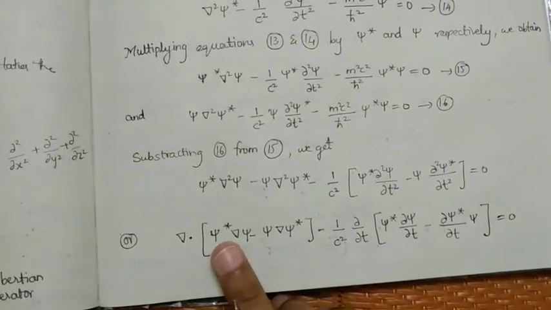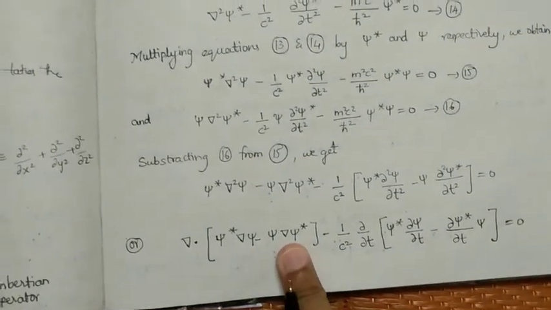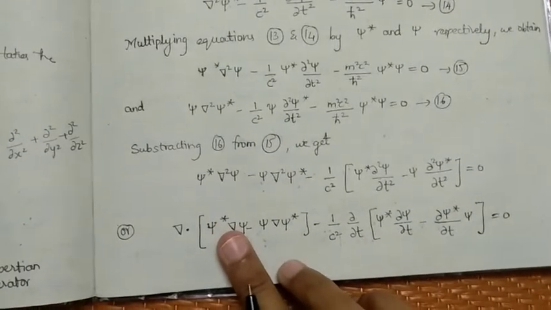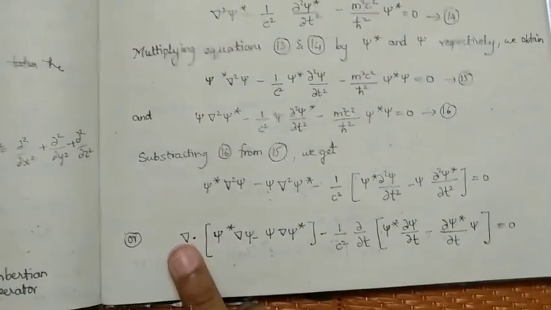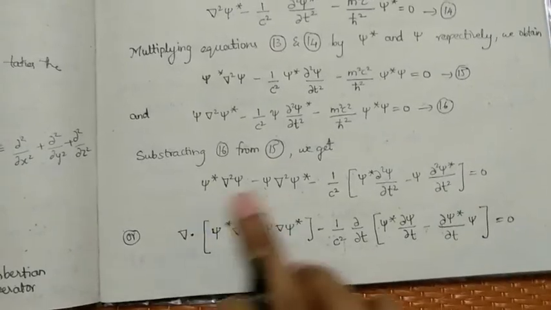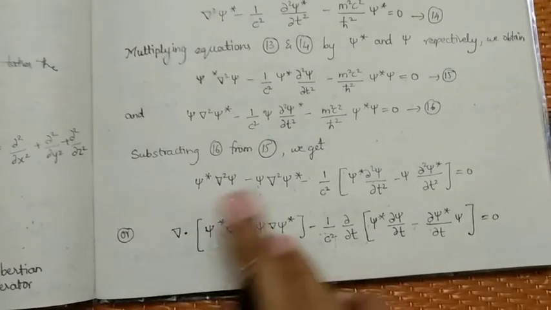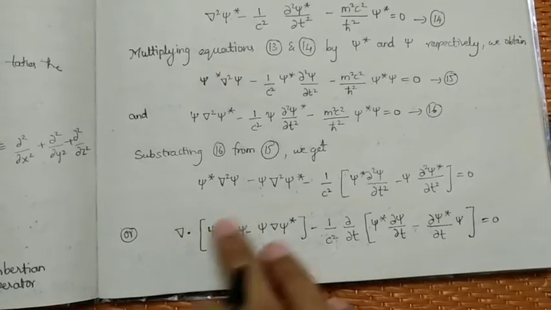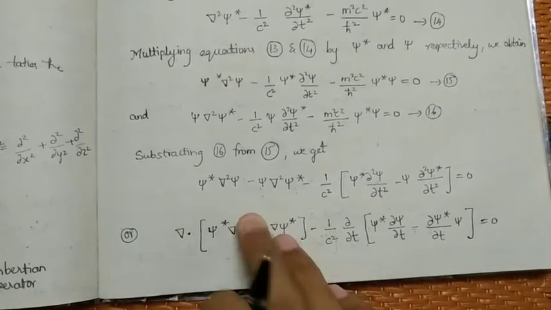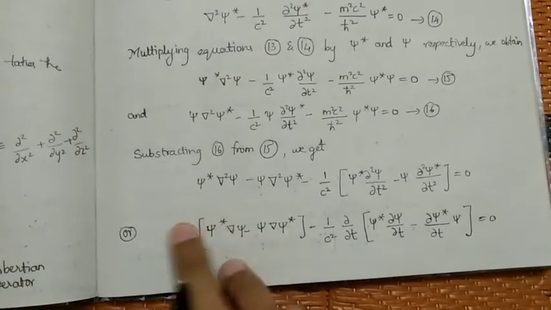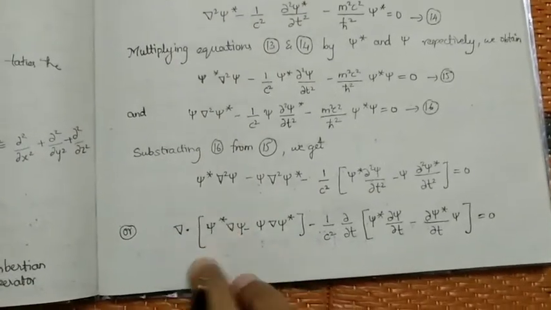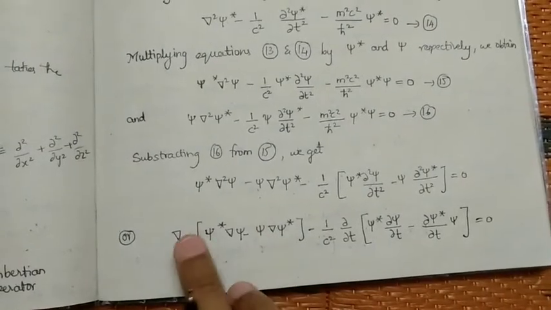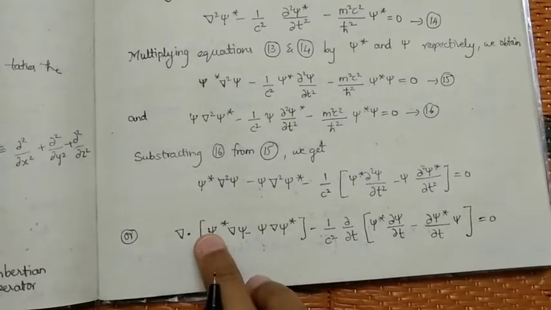So the divergence of ξ* ∇ξ − ξ ∇ξ*. Now if we do this operation, first of all, this has to be a scalar quantity, because this is a vector form, the del operator, and this also we would get in some vector form. The dot product of two vectors is a scalar, so like that we have to get.